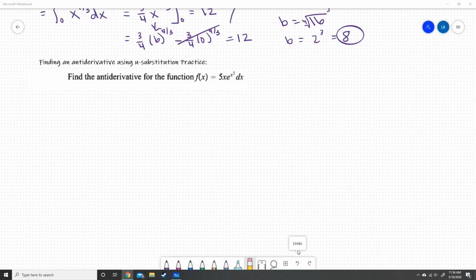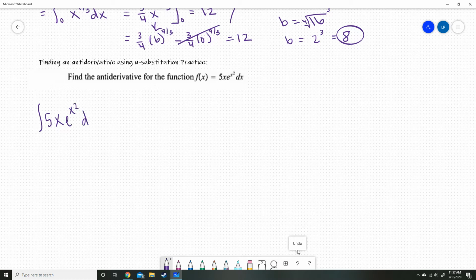In this question, we are going to find the antiderivative for the function f of x equals 5x e to the x squared dx. And the first thing that I notice is that this is an indefinite integral, meaning it does not have a lower and an upper bound.